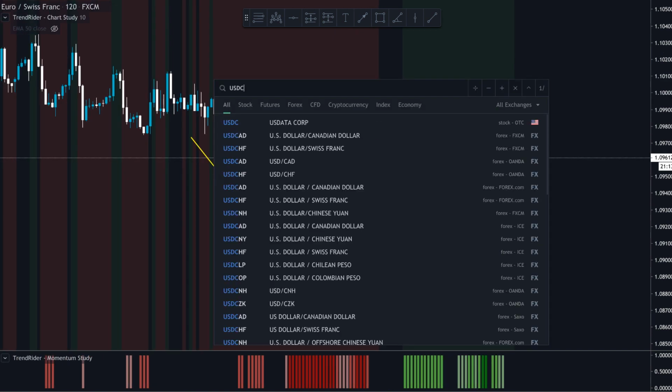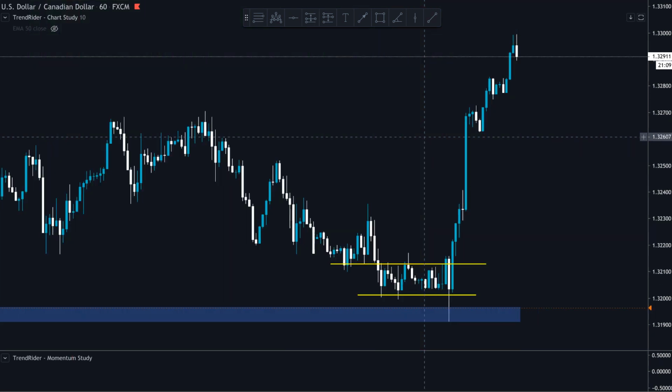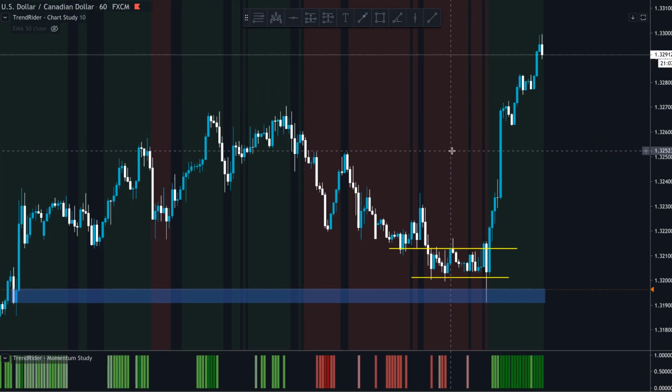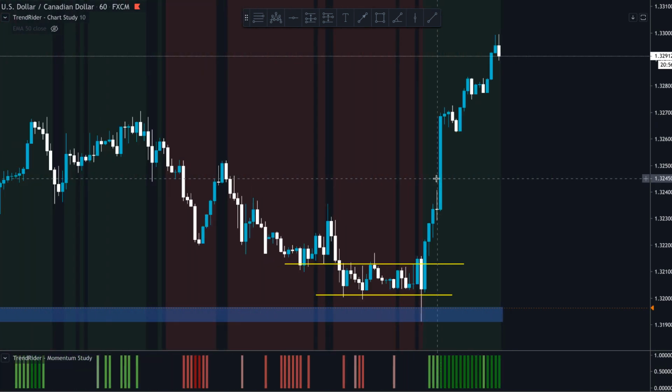Then let's take a look at the US dollar CAD. This is a very interesting on the 1 hour. And by the way, I use the trend rider mostly on the 2 hour and the 4 hour and on a daily time frame. But I have received a lot of emails from people who also use it on the 1 hour, and seems that people really like to use it there as well.